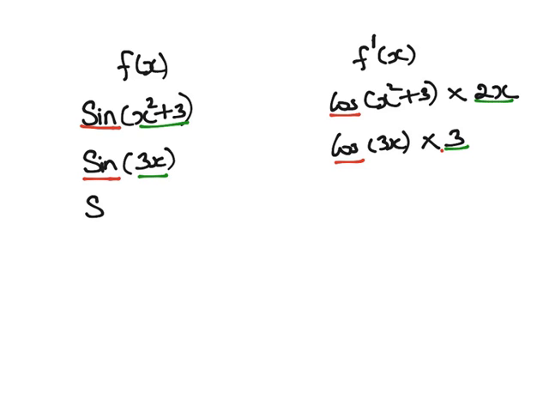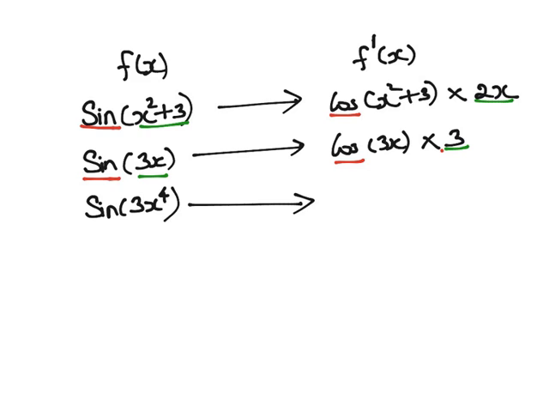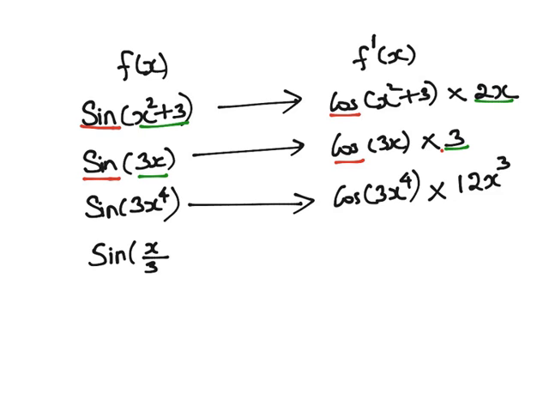So let us say sine of 3x power 4. So can you please tell me what will be the derivative, students? It's very simple. Cos of 3x power 4 multiplied with derivative of 3x power 4, which is 12x cube. Okay, let us say sine of, let's say, x by 3.